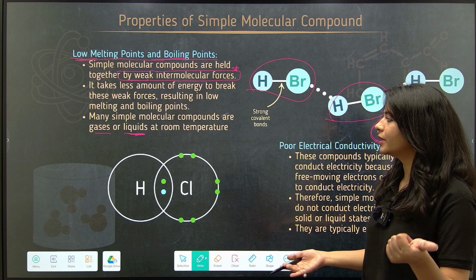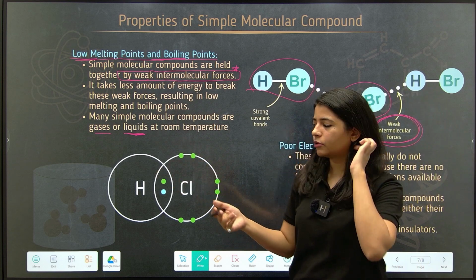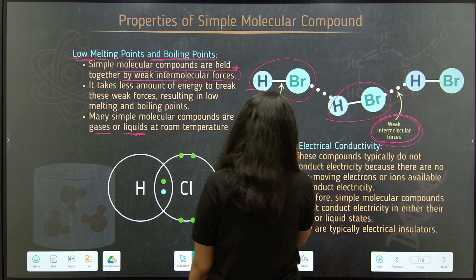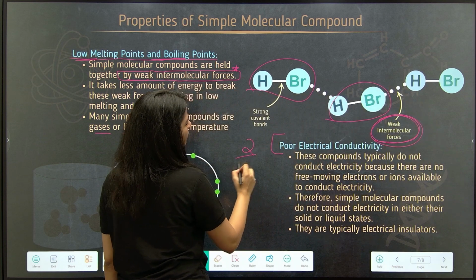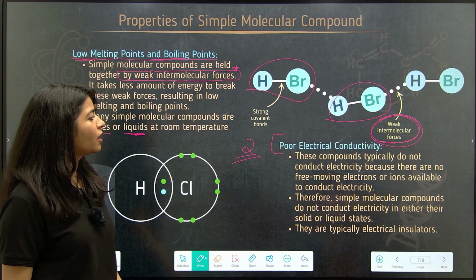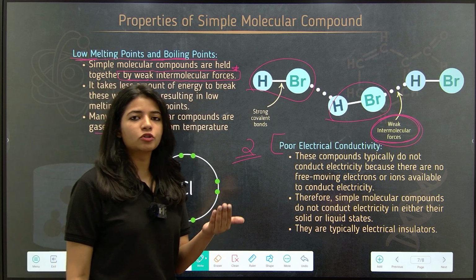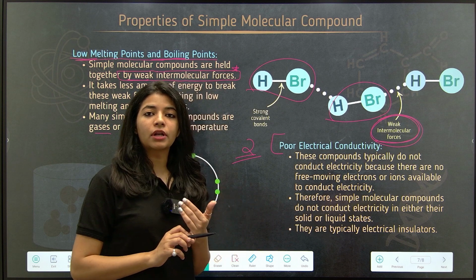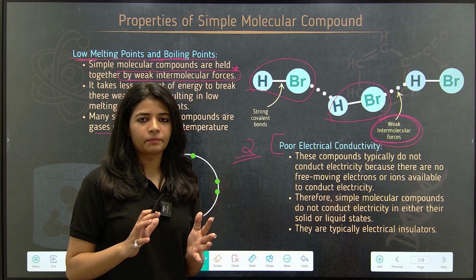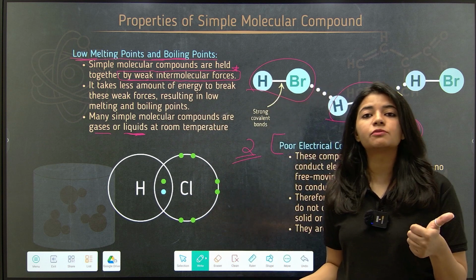Got it? So they are found in gases or liquid state at room temperature. Next, we talk about another property of covalent compounds: poor electrical conductivity. When we discussed ionic compounds, what did I tell you? That the electrical conductivity of ionic compounds is good. They show good electrical conductivity. Why? Because they have ions present in them.